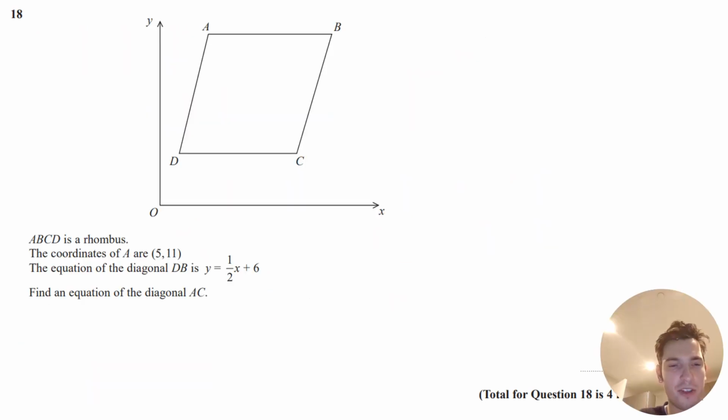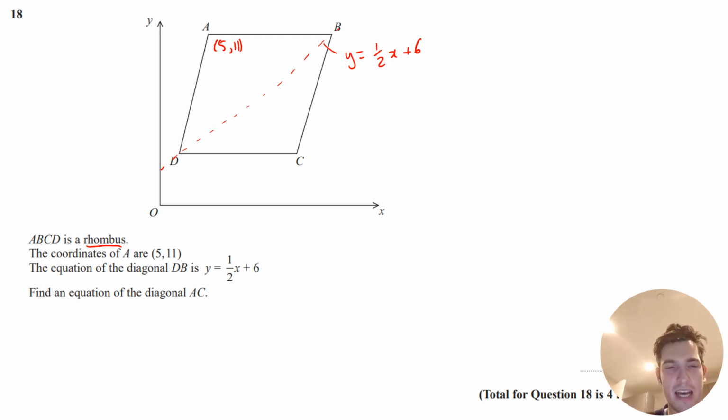All right, this looks like a more challenging question. So ABCD is a rhombus. All right, that's going to be important, a rhombus. The coordinates of A are 5, 11. So let's add that to the diagram, 5, 11. Okay, the equation of the diagonal DB is y equals half x plus 6. So let's add on a line here. This equation here is y equals half x plus 6.